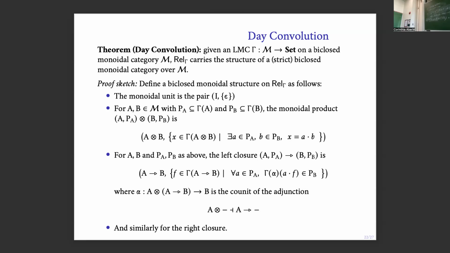And so the main point here is that this gives us a way of, once we have a Lax-monoidal functor gamma like this on M, we can always build this category of relations, which is then a biclosed monoidal category over M.